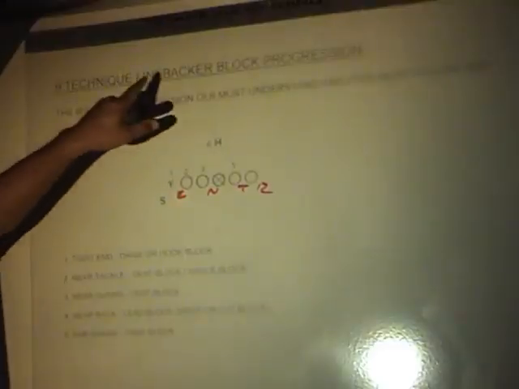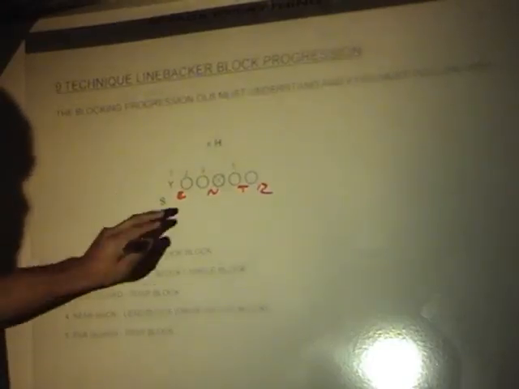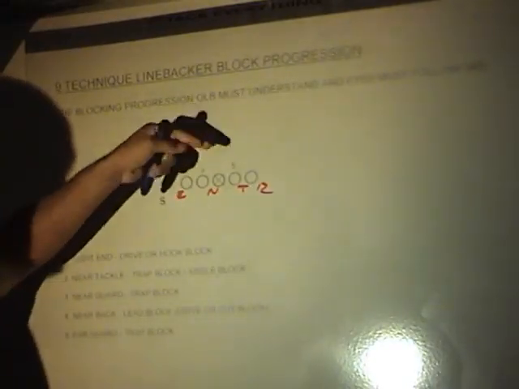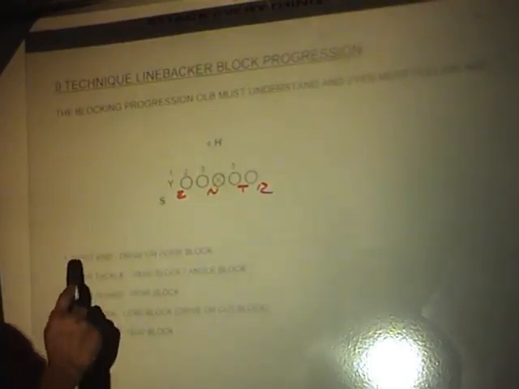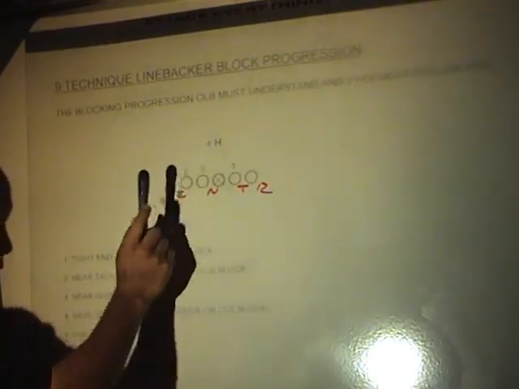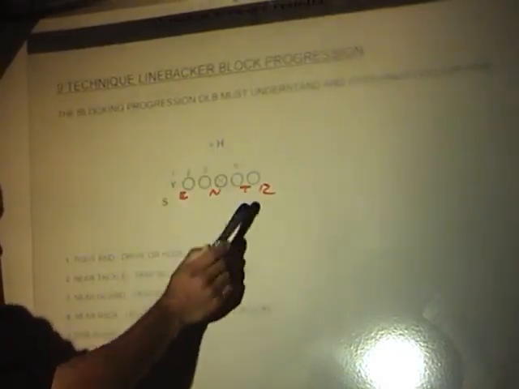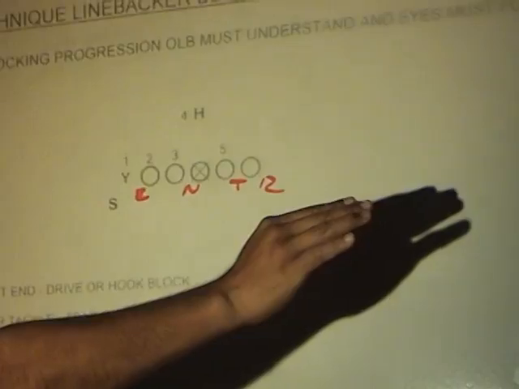The 9 technique, block progression, right? The progression he must understand and his eyes must follow are, number 1, tight end, to tackle, to guard, to back, to offside guards. In other words, he will go right down the line, okay?